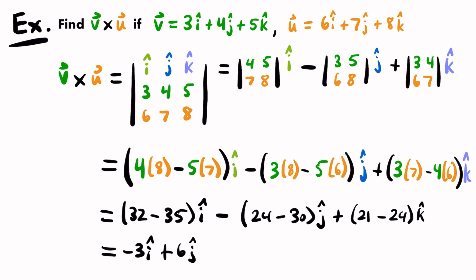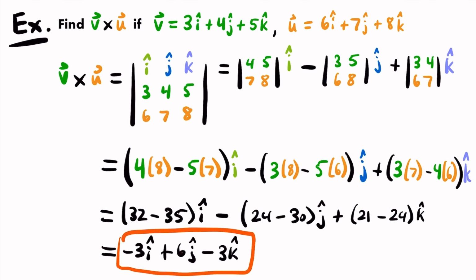And then we're adding 21 minus 24 times k. 21 minus 24 is negative 3. So we will have minus 3k. And that right there is our final answer. It is the cross product of vector v and vector u. And in case you're wondering, what this represents is the vector that would be orthogonal or perpendicular to both vector v and vector u. That's what this vector represents.